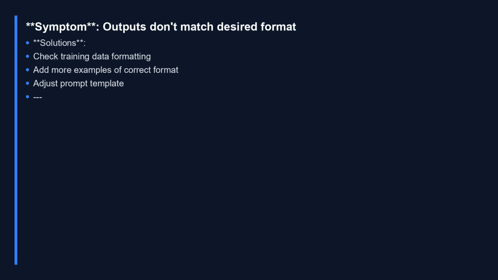Third signal is format drift. The model's outputs don't match the structure you specified in your training data. This almost always traces back to inconsistent formatting in the training examples themselves. Check whether your training data has a uniform output structure. If some examples use one JSON schema and others use a slightly different one, the model will average across them and produce neither reliably. Standardize the format in your training data and add more examples that demonstrate the exact structure you want.